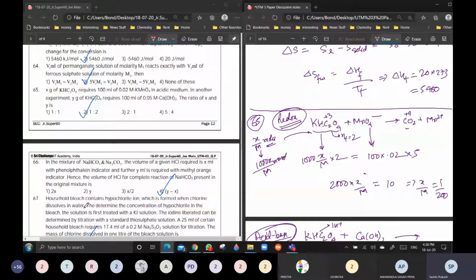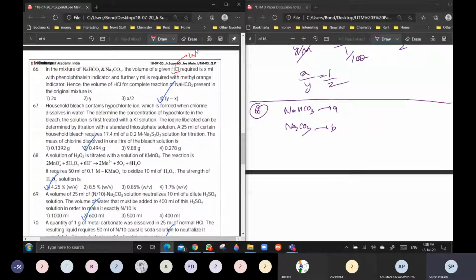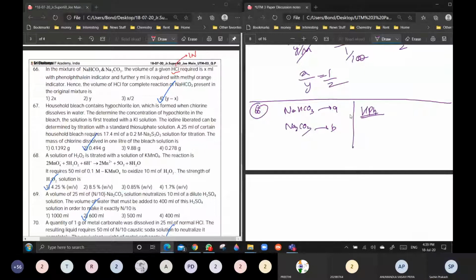Okay. See, it is a fairly simple question. We have a mixture of NaHCO3 and Na2CO3. Suppose you are having A moles of this and B moles of this. The normality is not given, so I am assuming that it is one normal, just for ease of calculation. So with phenolphthalein, milliequivalent of only Na2CO3 will react, right? With phenolphthalein, only this reaction will be taking place.